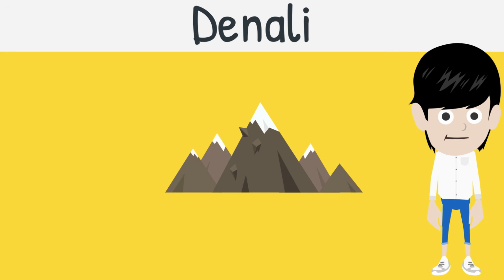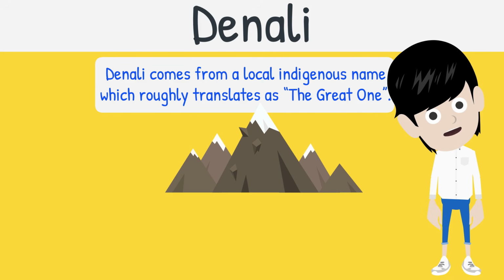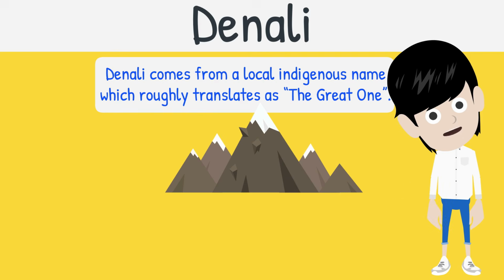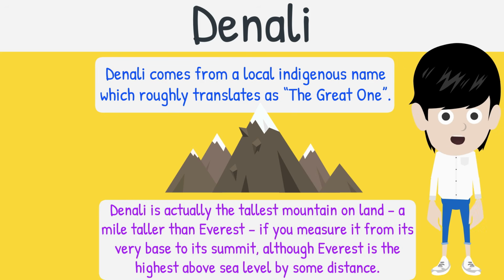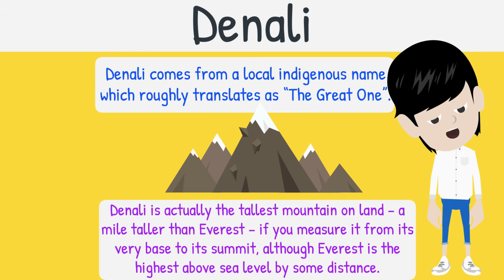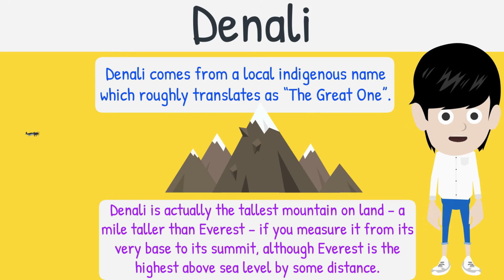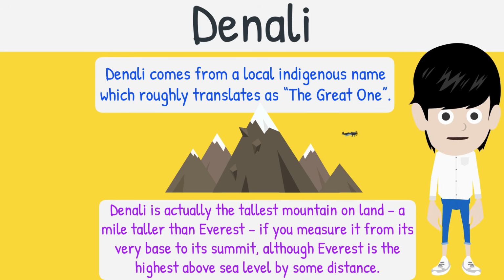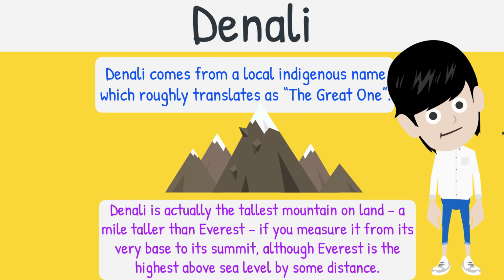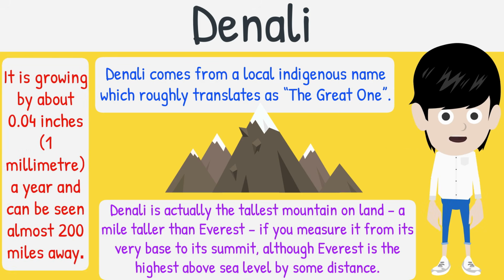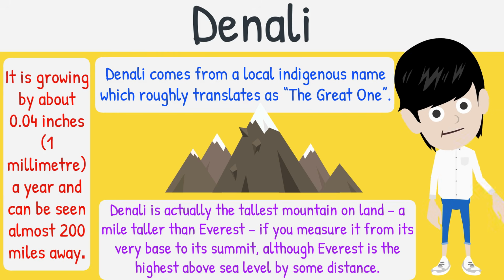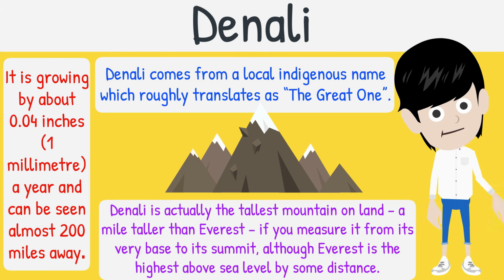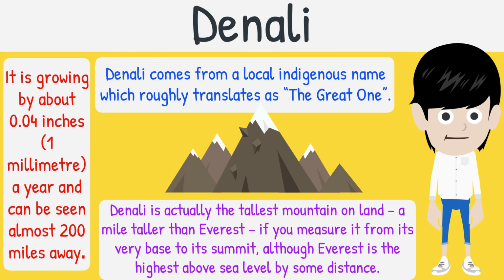Denali. Denali comes from a local indigenous name which roughly translates as the Great One. Denali is actually the tallest mountain on land, a mile taller than Everest if you measure it from its very base to its summit, although Everest is the highest above sea level by some distance. It is growing by about 0.04 inches, 1 millimetre, a year, and can be seen almost 200 miles away.